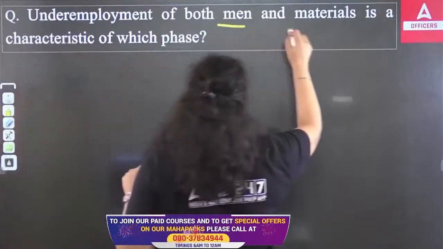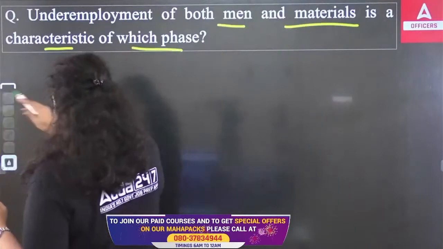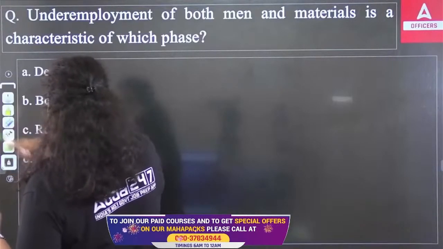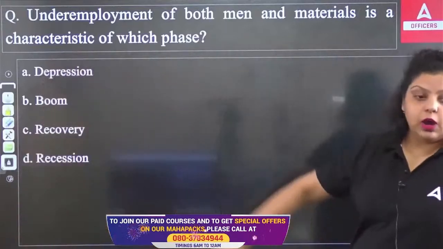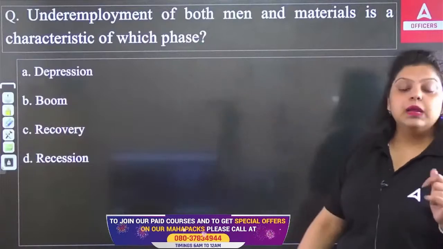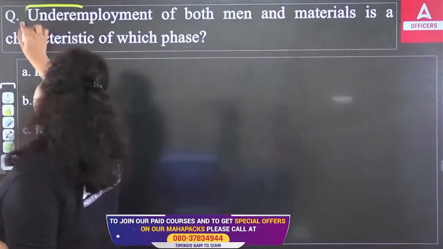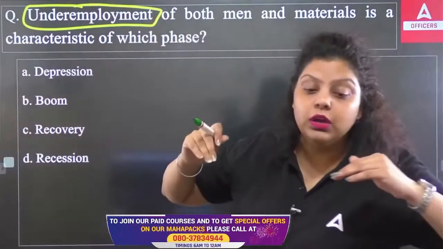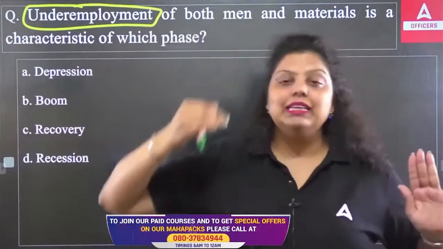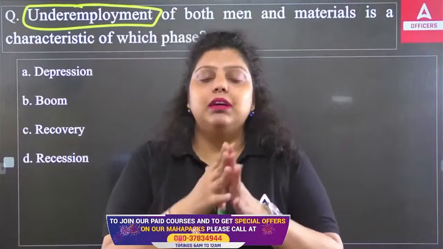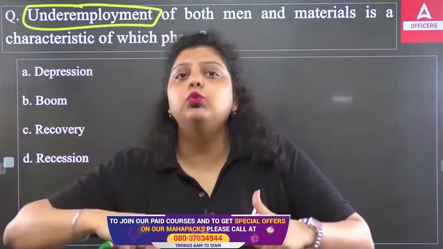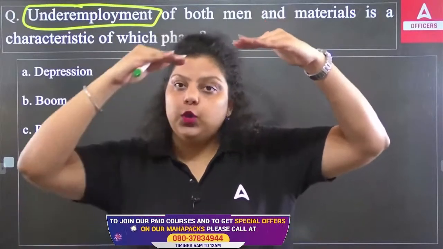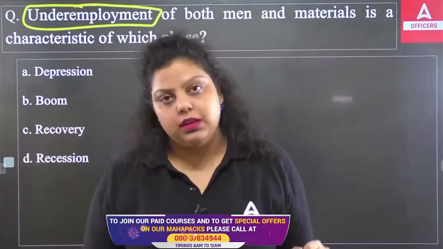Underemployment of both men and material is a characteristic of which phase? So there are 4 options in front of you where the phases of business cycle are available. Out of these 4, which phase is there where the underemployment is there? What is underemployment? This is now more important to understand. Underemployment is a situation where the person has to settle for less than what they actually deserve. Let's say, for example, I am deserving a better job than what I am doing right now, but I have to do this job because I don't have any other option. So when you are capable of more and you are settling for less than that, that is known as underemployment.